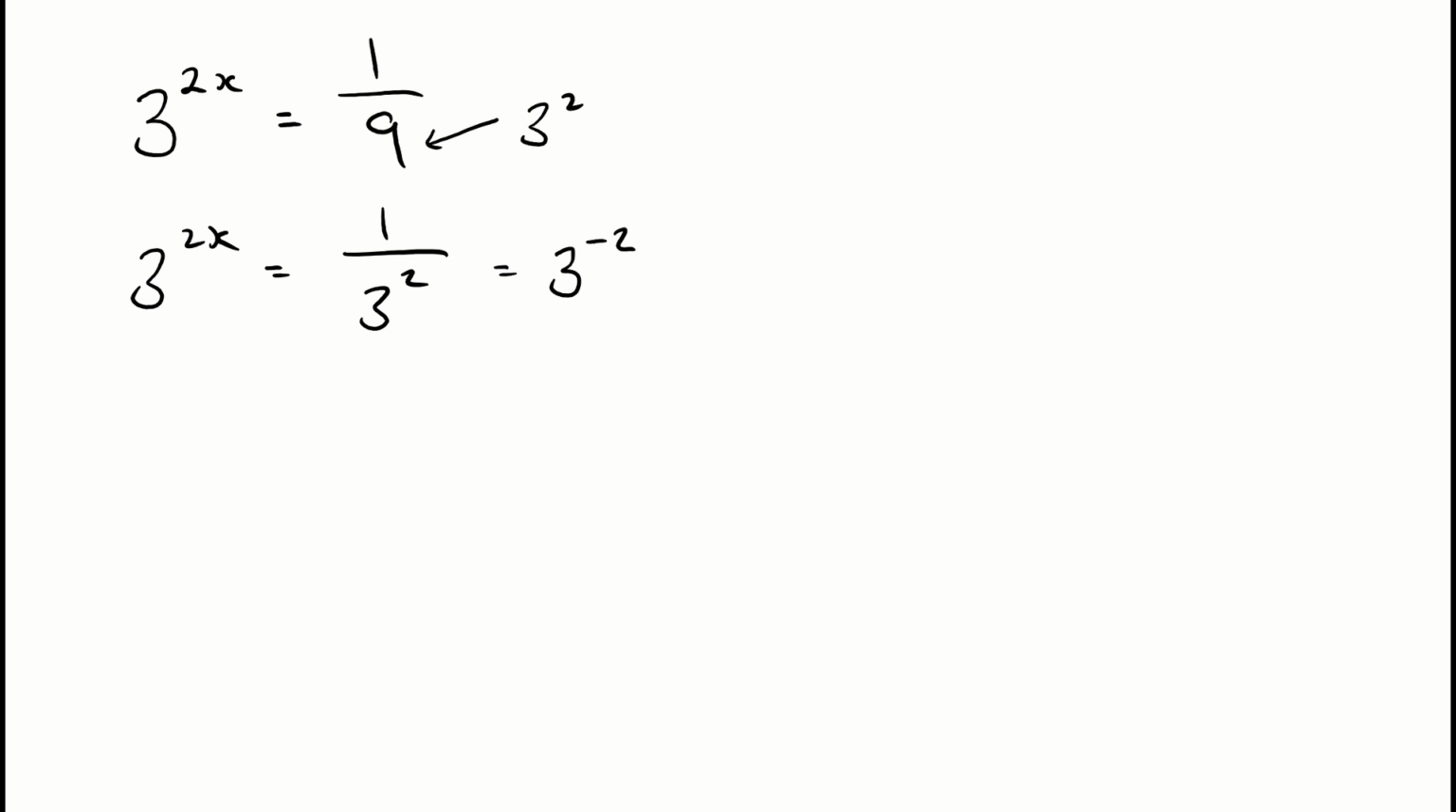So now, if we look across at our equation, I have my left-hand side with a base of 3 and my right-hand side with a base of 3. And if I compare my indices, they must be equal to each other. So 2x has to be negative 2, and so x is minus 1 in this particular case.